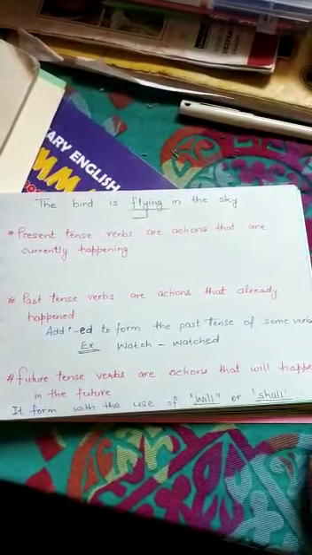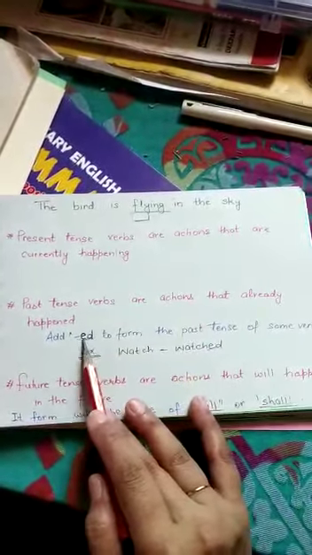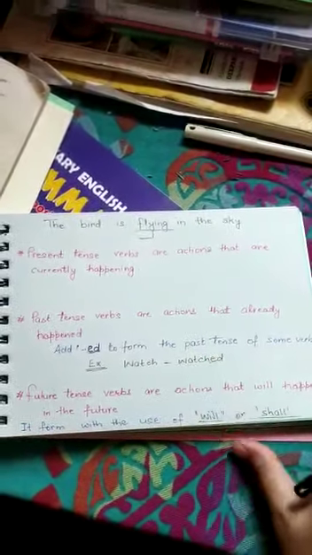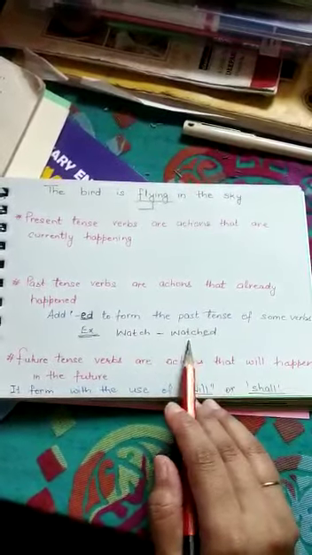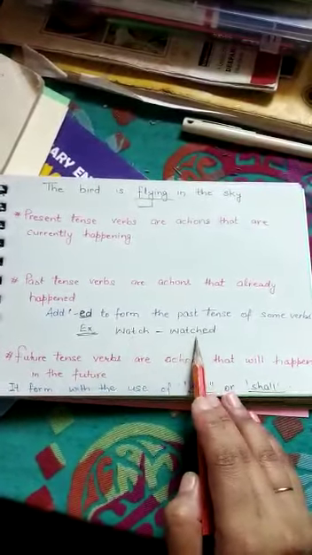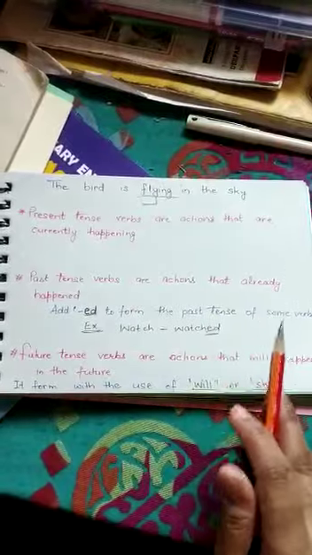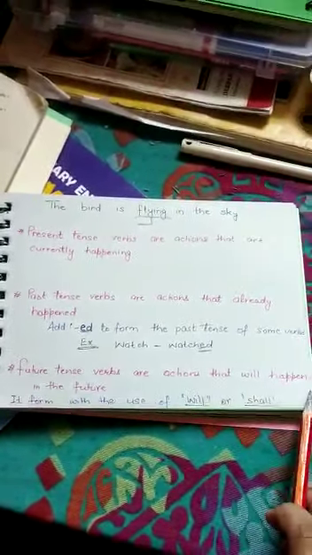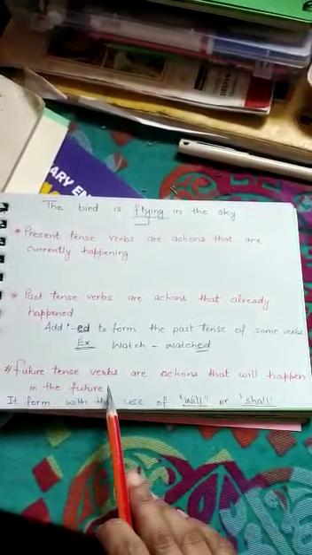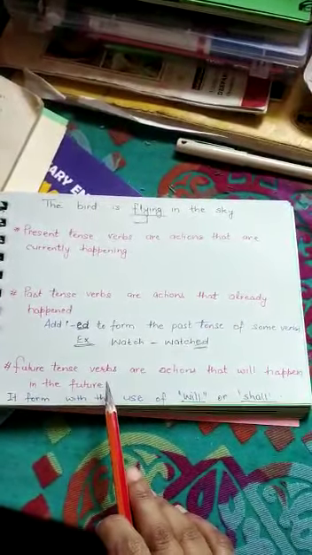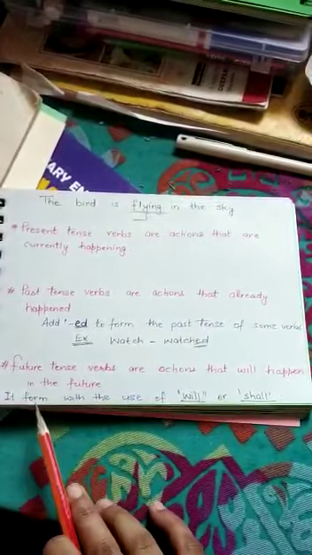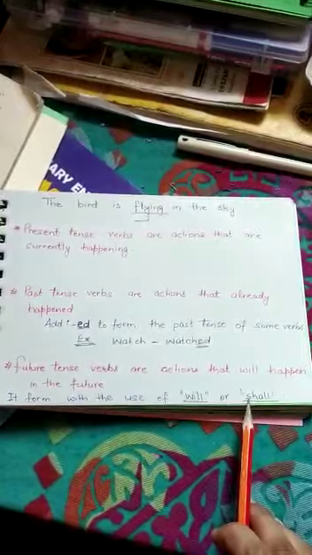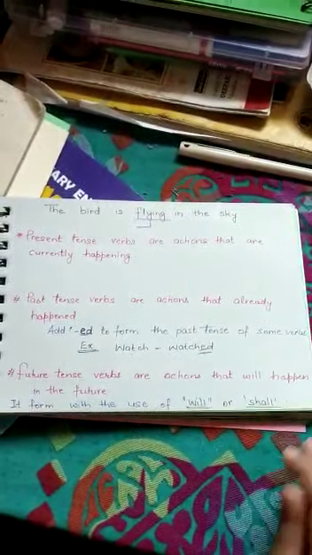It is already happened in the past, and we usually use ed form to form the past tense. We use ed with the base word to show the past tense. Example: watch, we use ed to make it watched. Past form. So future tense verbs are the action that will happen in the future. Future tense denotes that the action that will take place in the coming future, and it is basically used with will or shall. For future tense, we use the action will or shall.